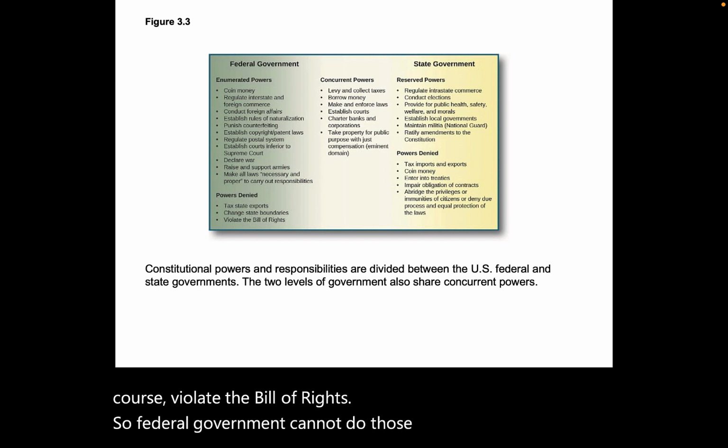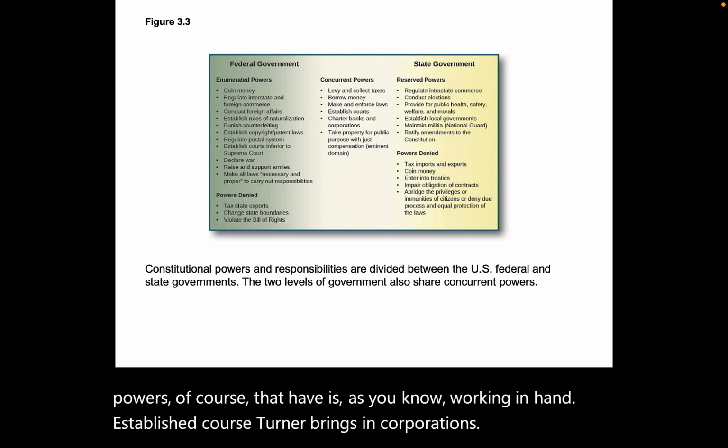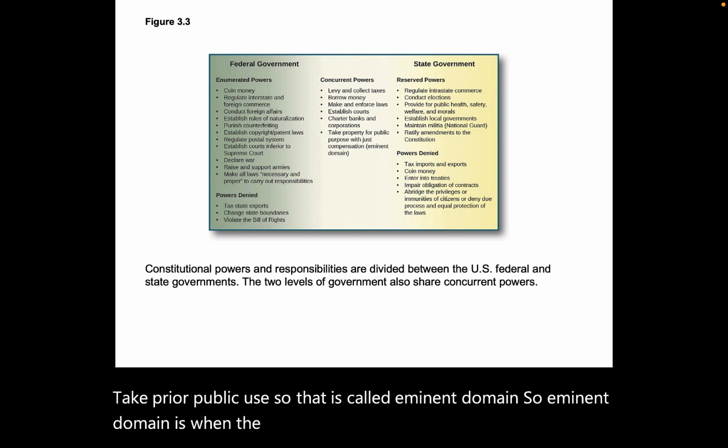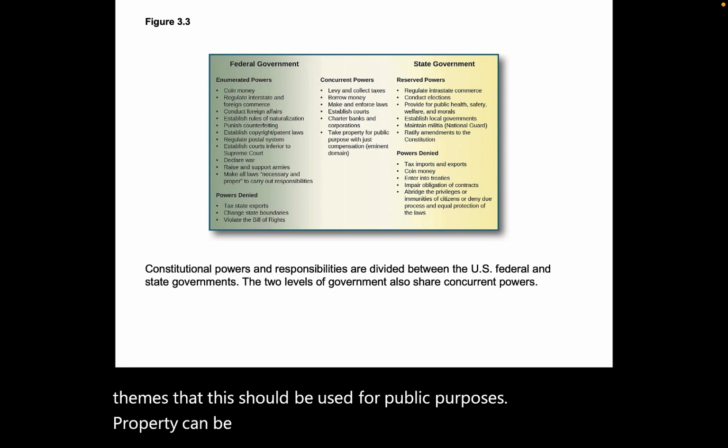The concurrent powers are those that work hand in hand: establishing courts, chartering banks and corporations, and taking private property for public use, which is called eminent domain. Eminent domain is when the federal government or the state government deems that property should be used for public purposes.